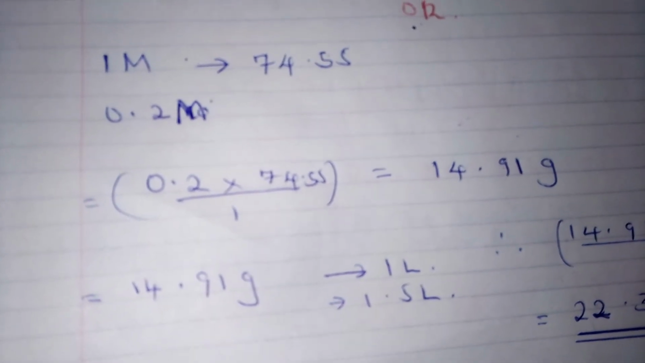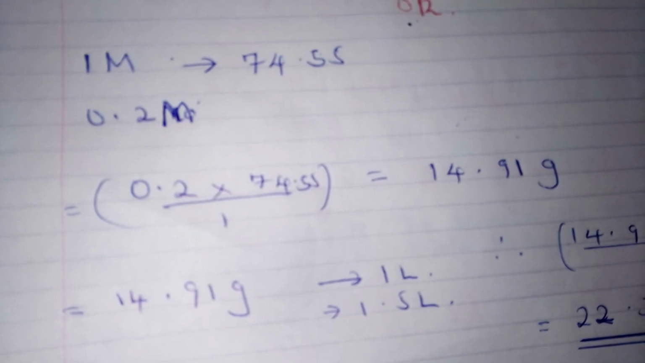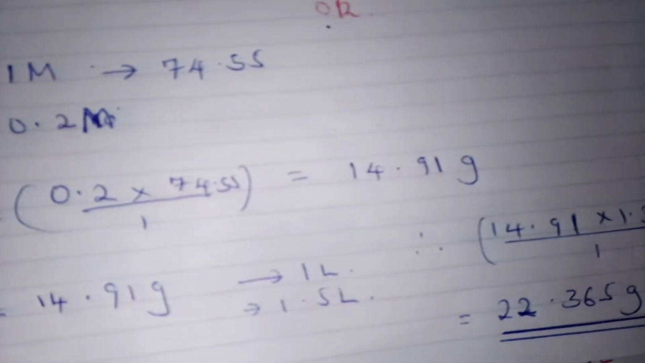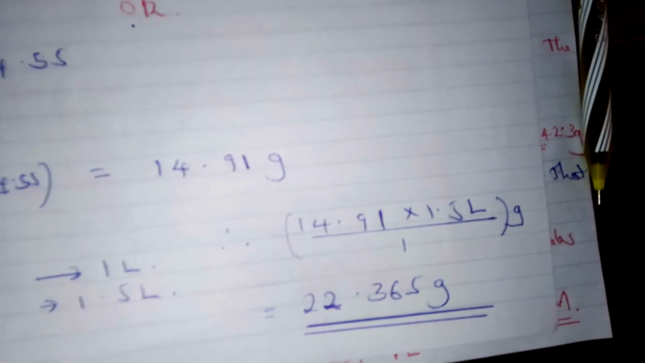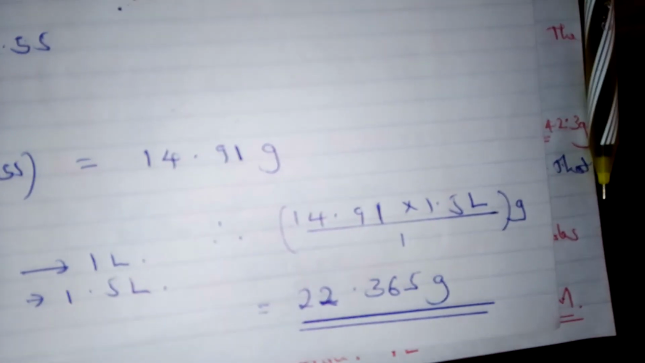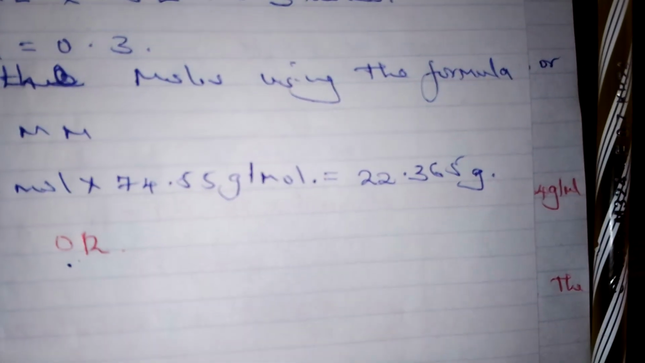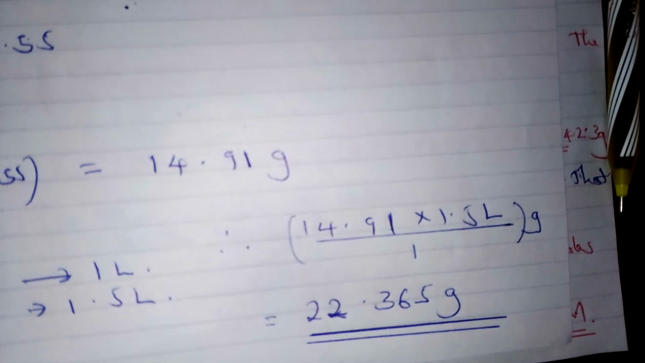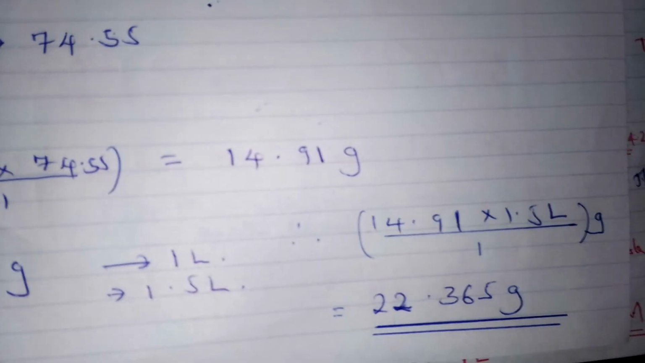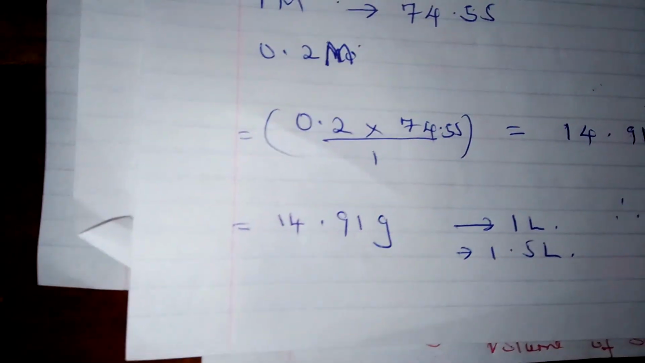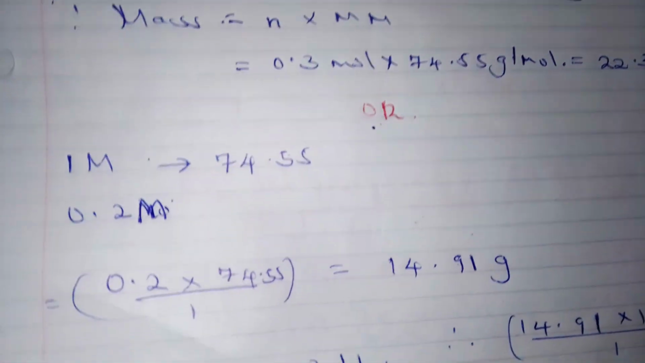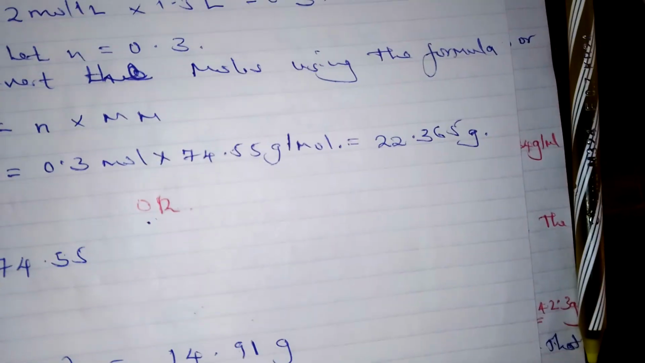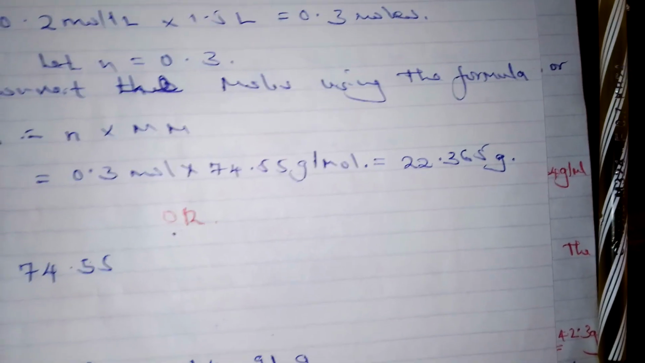14.91 gram is for 1 liter. What about for 1.5? Then you just cross multiply it, and you get 22.365. So we have many ways of calculating this question. You can do it like this, or like this, but this one is the simplest way because you don't go through so many steps. We have just equated a few figures, but we still arrived at the same answer as the one on top there.